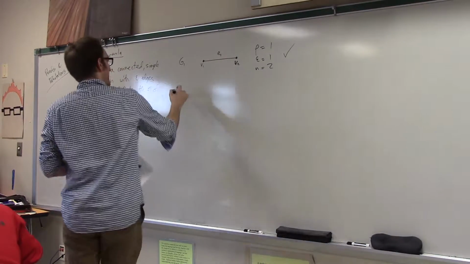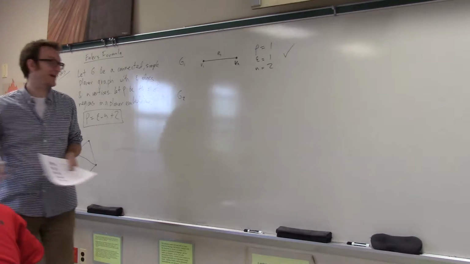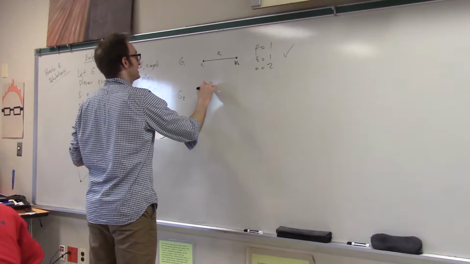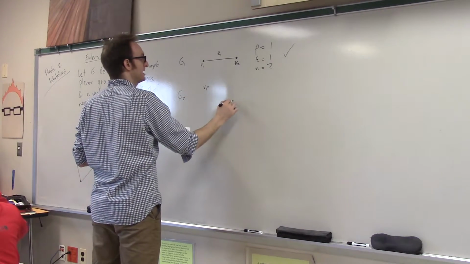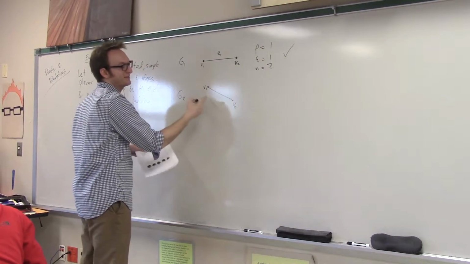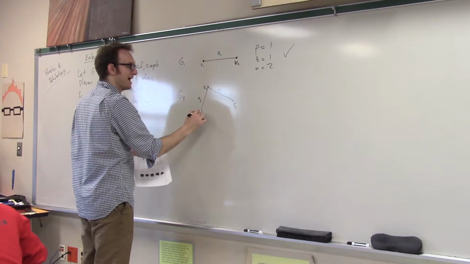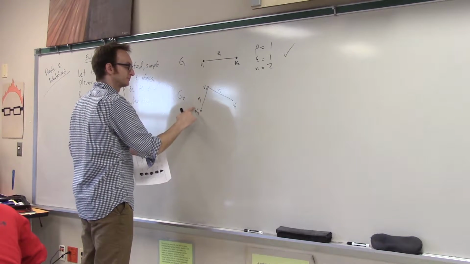Now let's add an edge, but we're going to add it in such a way that the graph stays connected. So here is V1, here is V2, and if I'm adding an edge, I have to add the edge to either V1 or V2. So we'll call that edge 1 and edge 2. I'll just add it here. Call that V3.